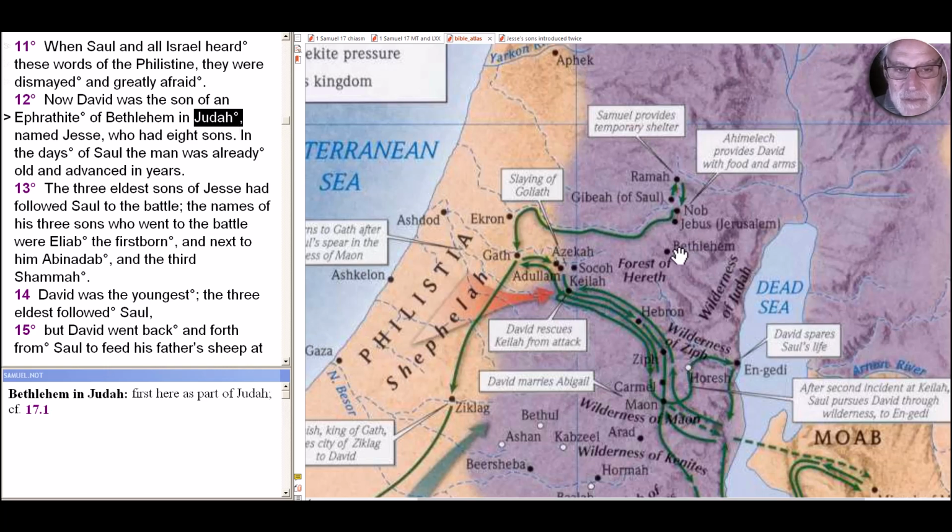Notice that Bethlehem is just a little south of Jerusalem, which isn't Jerusalem yet, it's Jebus, until David takes it from the Jebusites and it becomes Jerusalem. So we're in that area, which is certainly Judah, but maybe not Judah yet in the time of the story.